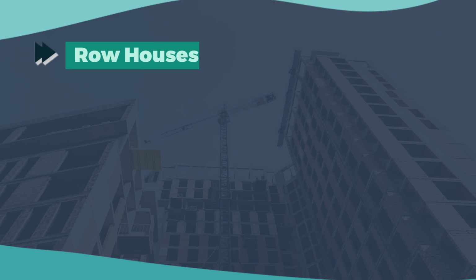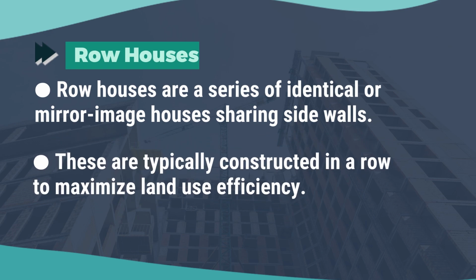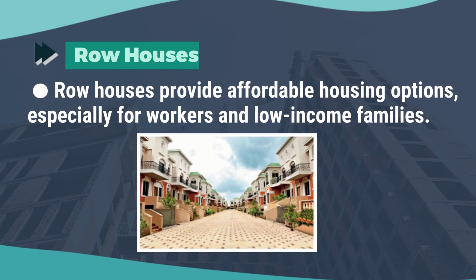Then the row houses. Row houses are a series of identical or mirror image houses sharing side walls. These are typically constructed in a row to maximize land use efficiency. Row houses provide affordable housing options, especially for workers and low income families. They can be single or multi-storied and are designed to offer essential living requirements such as living rooms and kitchens. Row houses offer less privacy and can feel crowded due to the shared walls and close proximity to the neighbors. They also have limited space for expansion.